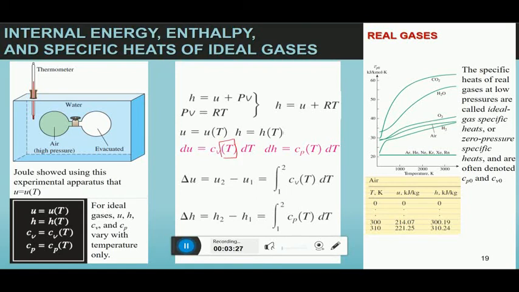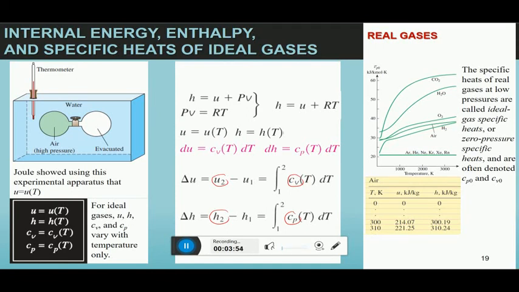In this equation, the reason why we have Cv(T) dT is because we want to say that Cv is a function of temperature. Now when we want to calculate delta U or delta H, we can use the integration of Cv or Cp dT. Remember, delta U goes with Cv, delta H goes with Cp.